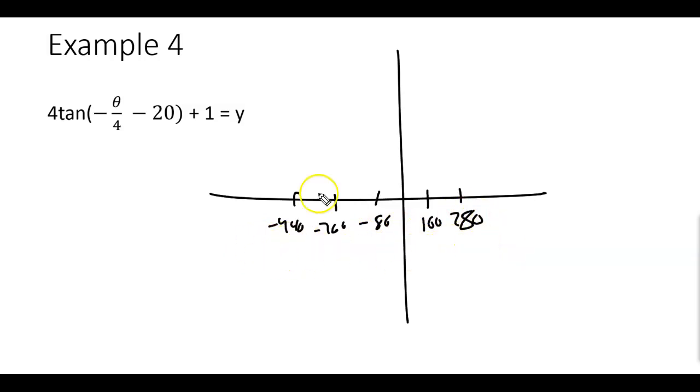Now, why did it do that? Why did it get flipped? It's because my angle has a negative in front of it, which is a horizontal reflection. It flips everything backward. That's why that happened. Okay, but other than that, we don't really have a whole lot we need to worry about here.